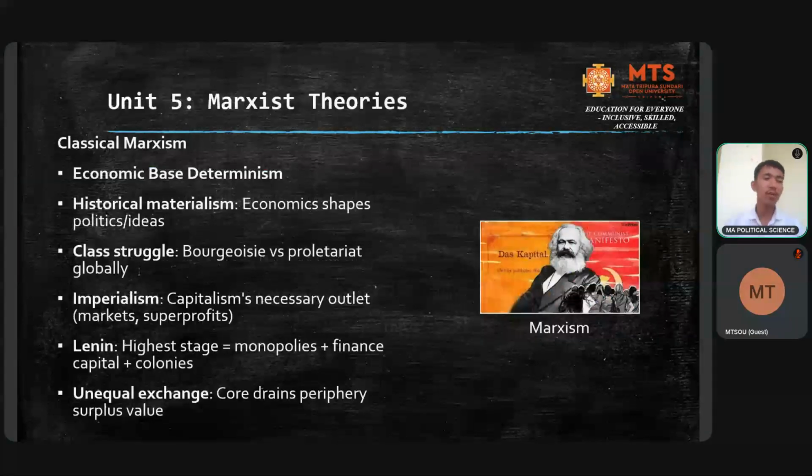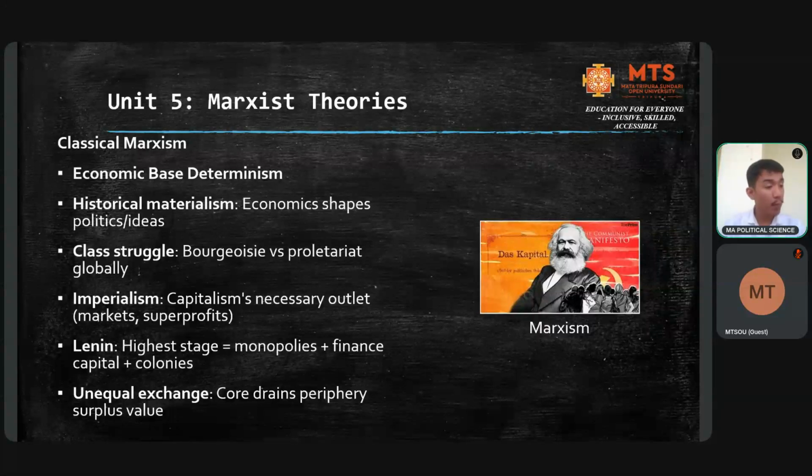In Unit 5, we go to Karl Marx, the Marxist theories. In Marxism, what they say is economics shapes political ideas. This is a picture of Karl Marx, who is, you can say, the father of Marxism. He is saying that whatever is in this world is always shaped by economics. Economics is the main actor everywhere. They talk about class struggle, bourgeois versus proletariat, globally.